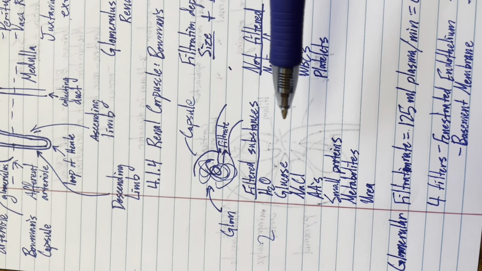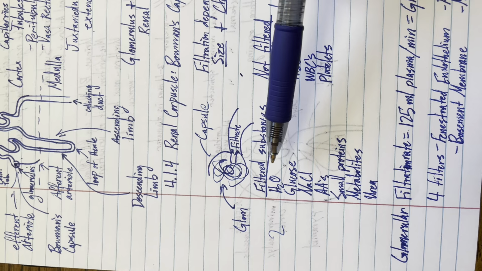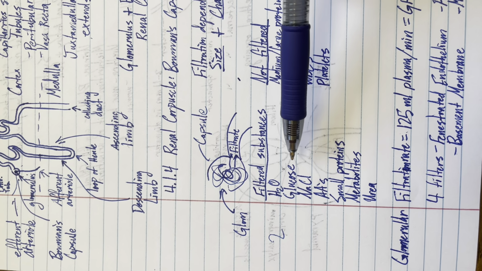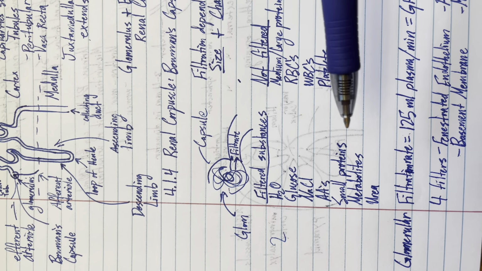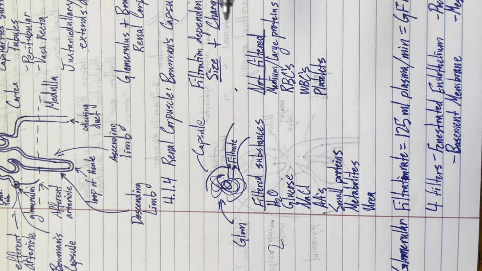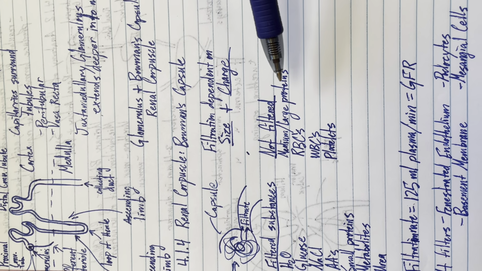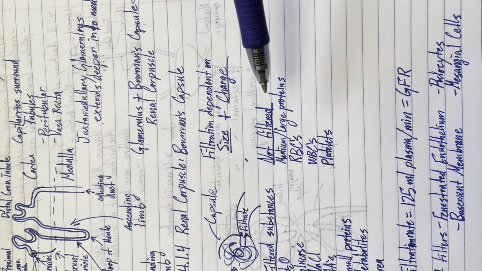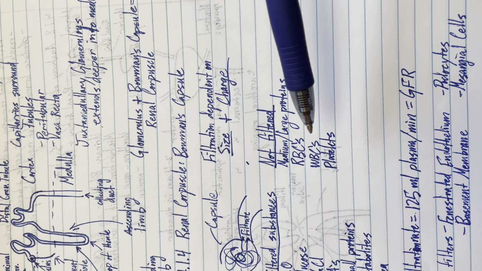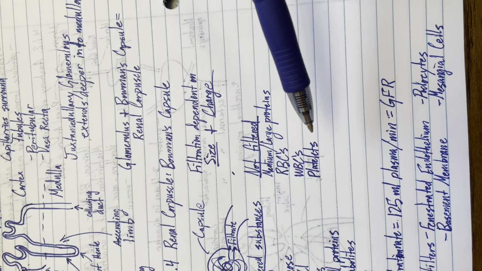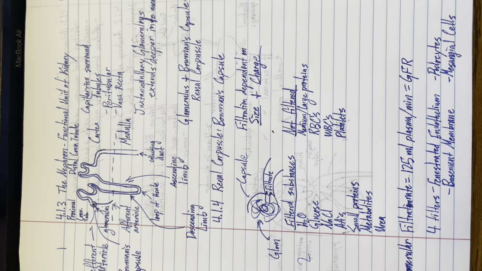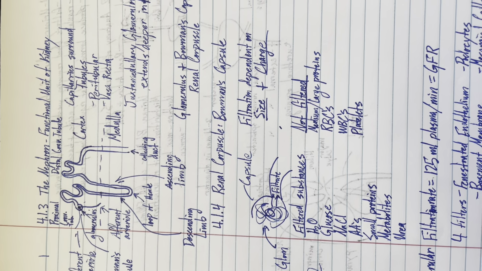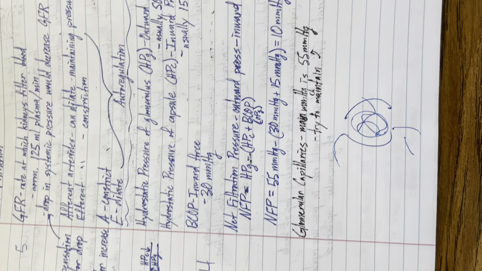So some filtered substances would be water, glucose, sodium chloride, amino acids, other small proteins, metabolites, urea. Things that stay in the blood would be medium or large proteins, red blood cells, white blood cells, and platelets. But on top of that, we have a whole bunch of other solutes.